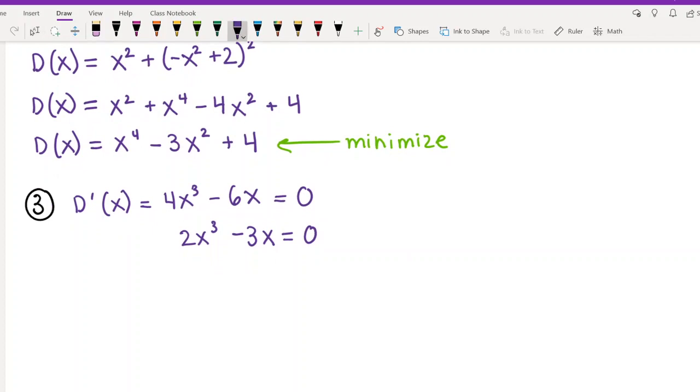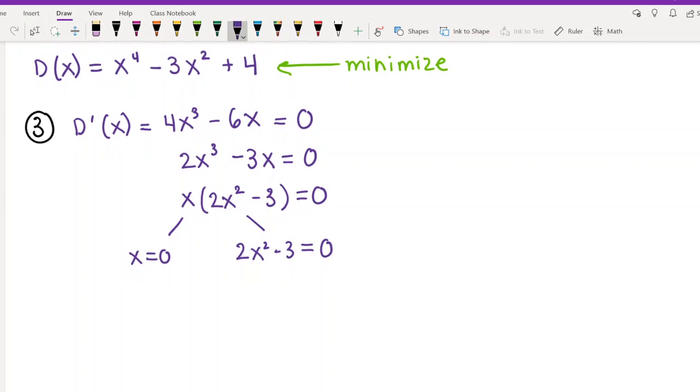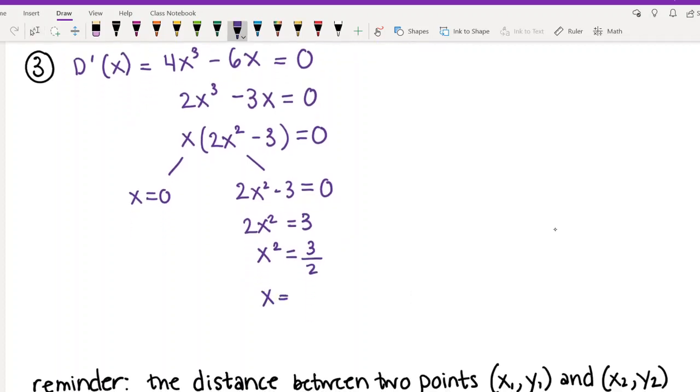And now we can factor out x from both of them. So we get x times 2x squared minus 3 is equal to 0. And that gives us two options. Either x is equal to 0 or 2x squared minus 3 is equal to 0. So if we solve this equation over here, we get 2x squared is equal to 3. So x squared is equal to 3 halves. And so that means that x is equal to plus or minus square root of 3 halves.